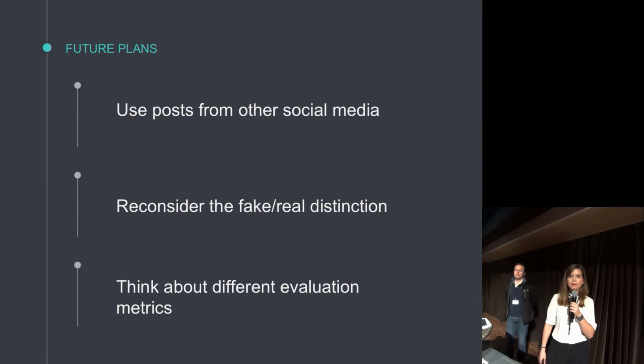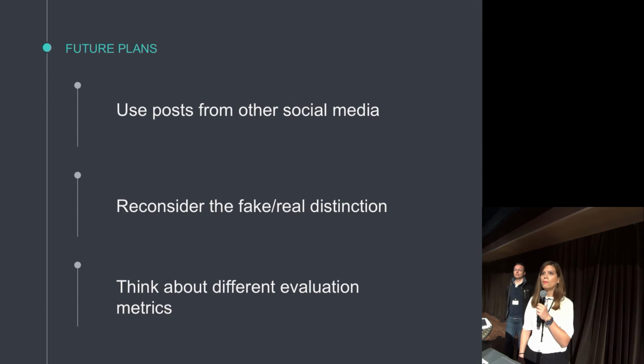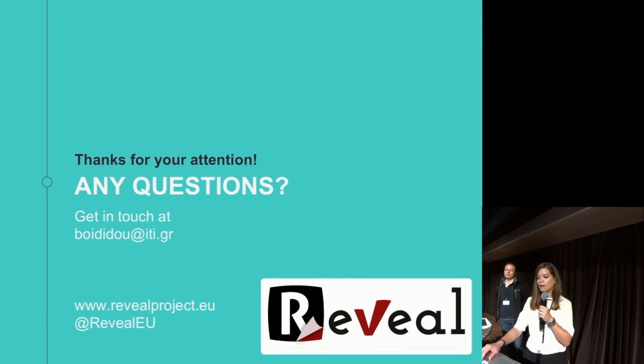Our future plans for the task are to use more posts from other social media, not only Twitter like in this year's case. So use Facebook and other social media. Of course, the aim is to extend the dataset as much as we can. We would like to reconsider the fake-real distinction and to define more wisely what type of fake to include, and finally to think about different evaluation metrics, not only the F1 score that we include this year. So that's all for me.